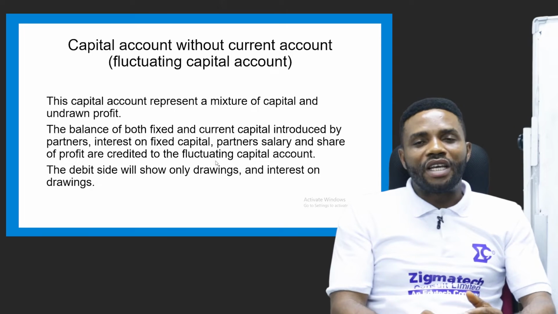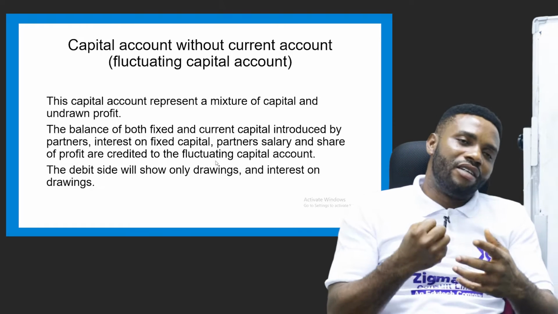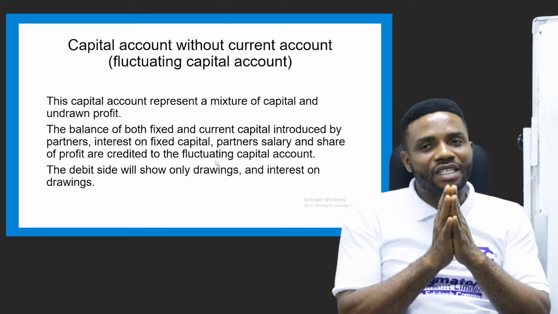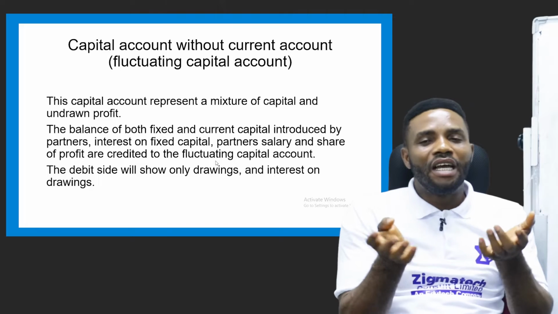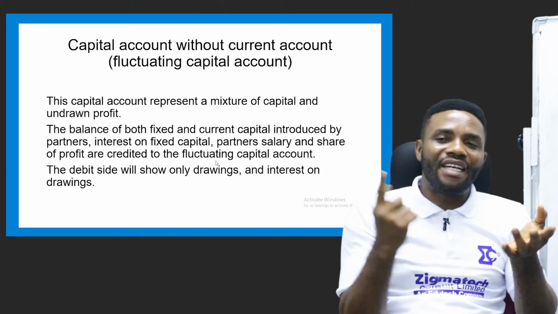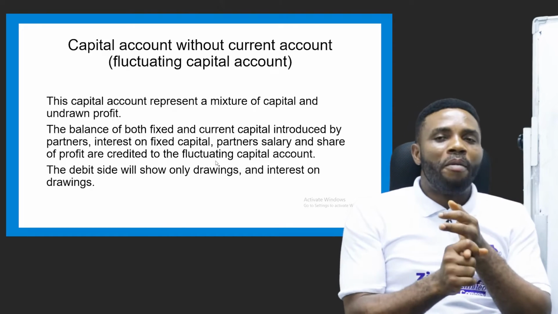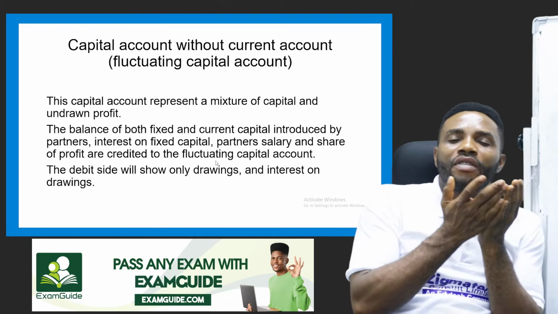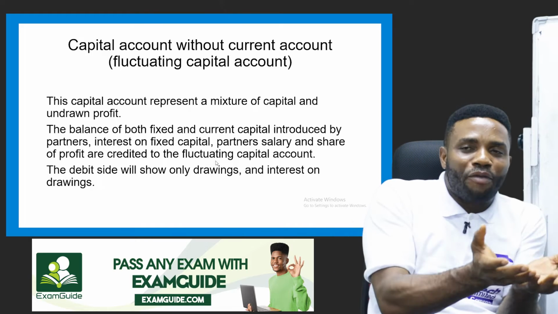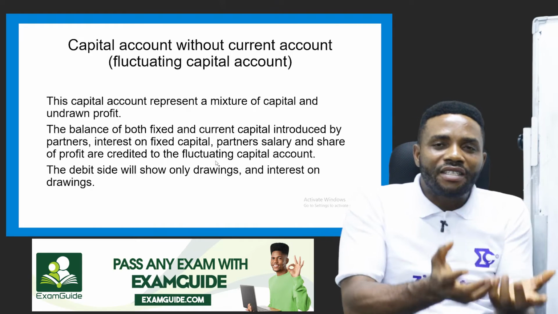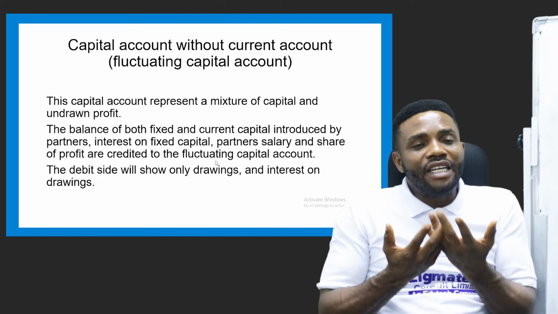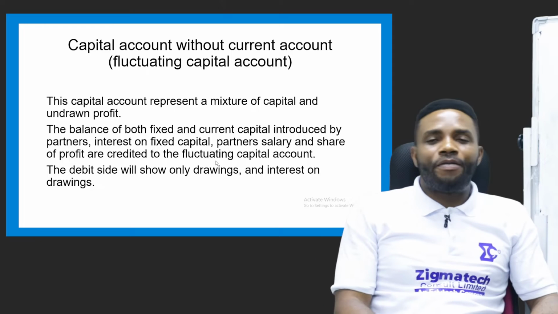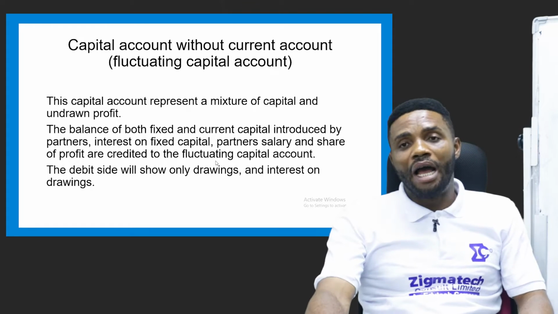What we are trying to say is that by the time you extract the statement of account for this particular account, you will see that the only debit transactions represent the drawings made by the partner and the interest that is charged on the drawings. But on the credit side of their bank statement, you are going to see transactions like the capital that was introduced by the partner, the interest that is charged on this capital, the partner's salary, and then the profit that is accruable to this particular partner.